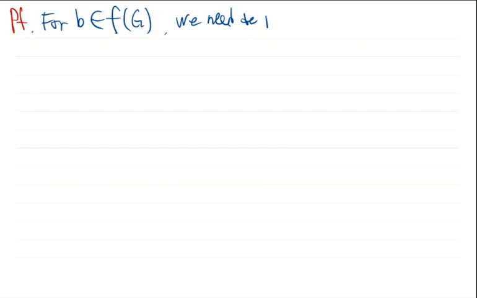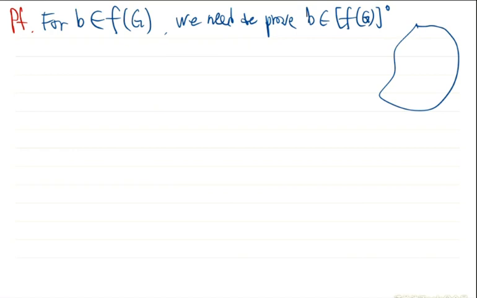Prove this lemma. We take a point B in the image. We want to prove that the image is open, so we need to prove that B is an interior point of the image. That is, we need to find a small neighborhood of the point B, so that all points around B are also in the image of the map, also in F(G).